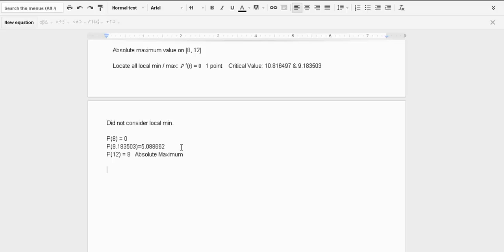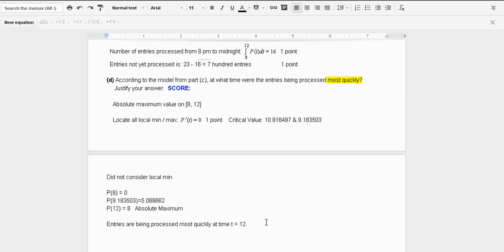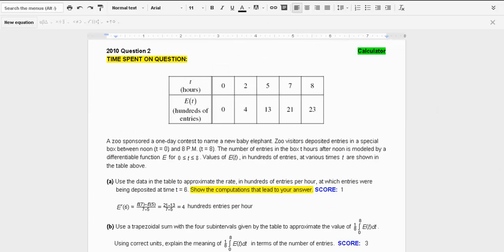So then you say you're going to answer, so entries are being processed, I keep misspelling entries, most quickly at time t equals 12. So this was worth another point, and it's an answer and the justification, and this was worth the other point, identifying critical values. So this was worth 3 points total. And that's it. This is going to be the total of 9 points.